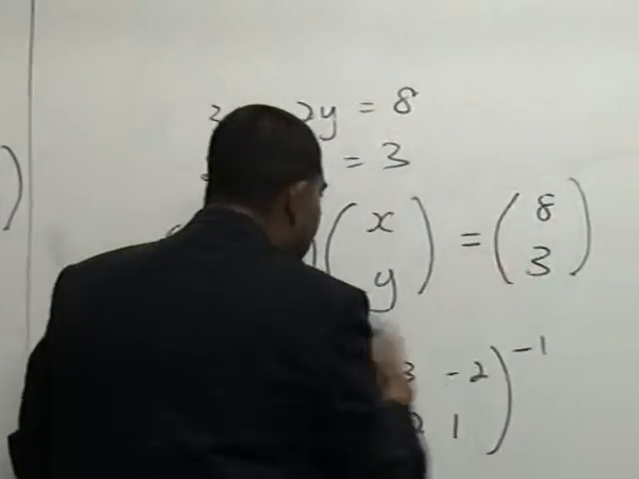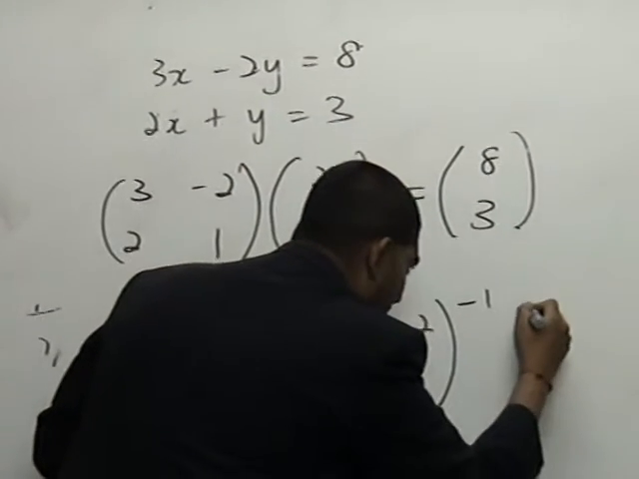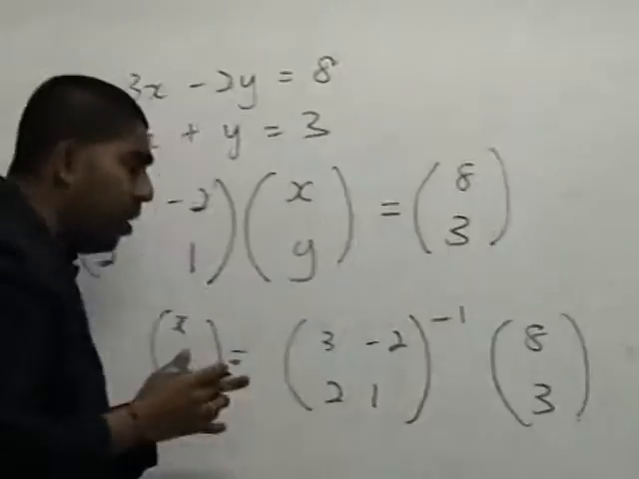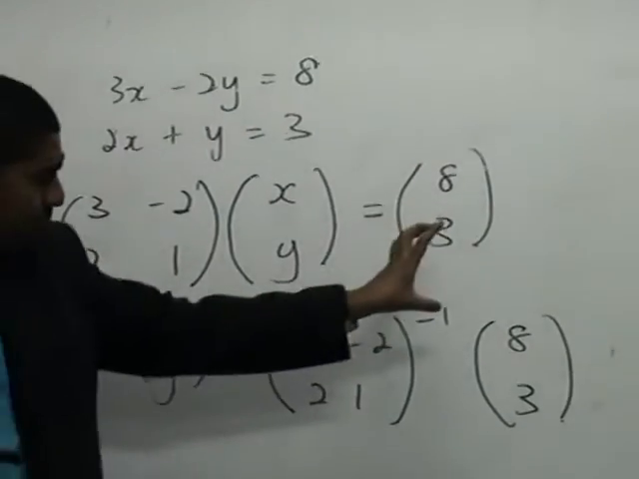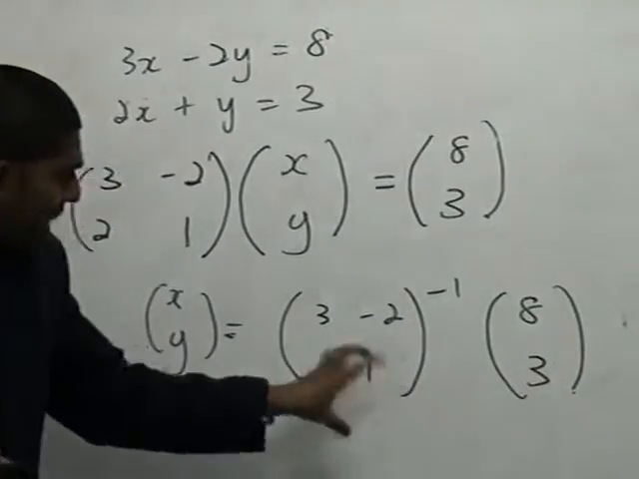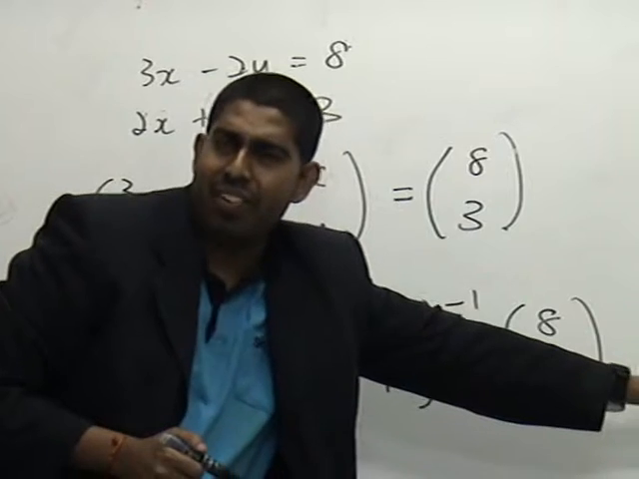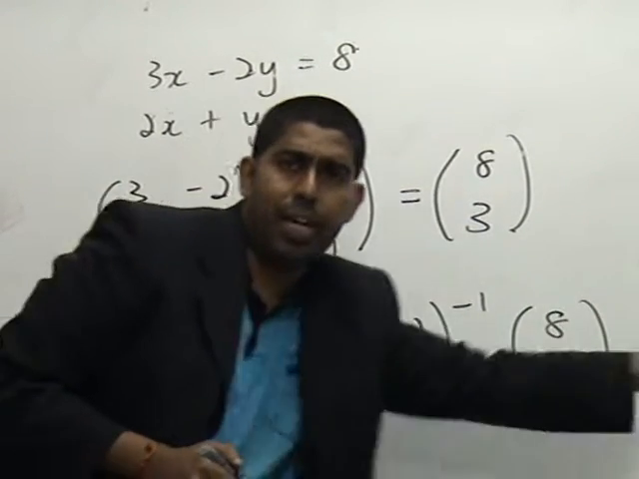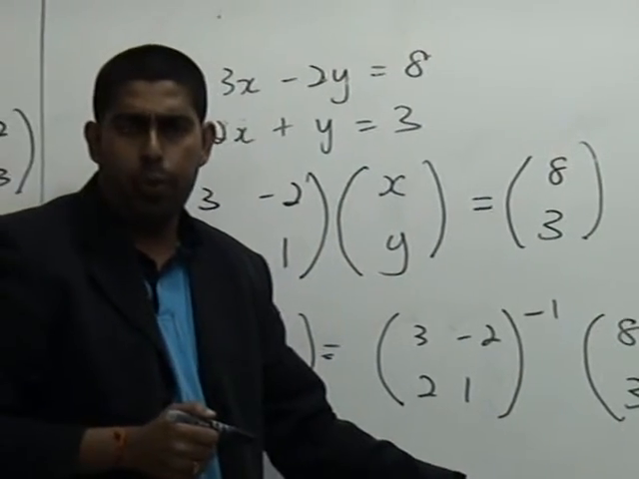Followed by what is here, students? 8, 3. Followed by 8, 3. Can you see that? 8, then 3. Now I want you to pay attention. When I bring this matrix over the other side, I must put it in front, not at the back. Did you notice that now? Please, this is another mistake which you will be doing by putting it at the back. You must put it in front of the other matrix, as I've shown you here.